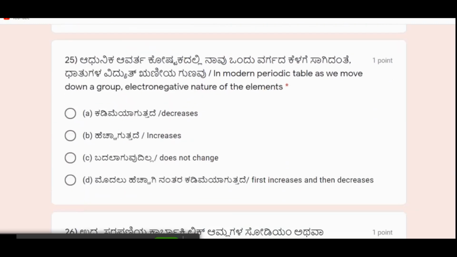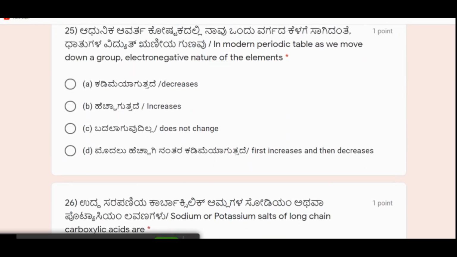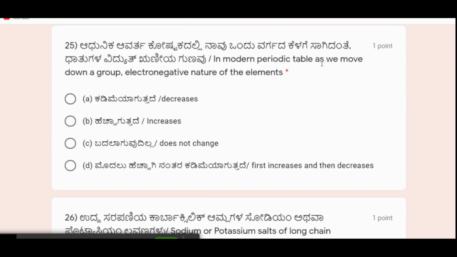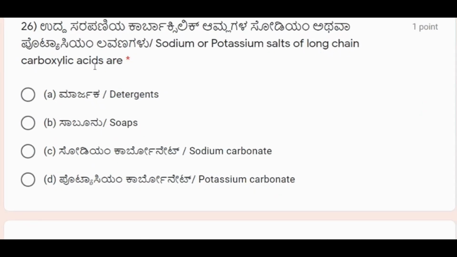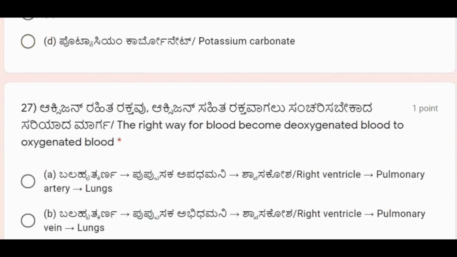We'll go to the 25th question. In the modern periodic table, as we move down a group, the electronegativity of the elements will decrease. Correct option for 25th question is A. 26th question. Sodium or potassium salt of long chain carboxylic acid are detergents, soaps, sodium carbonate, potassium carbonate. Correct option for 26th question is B, soaps.